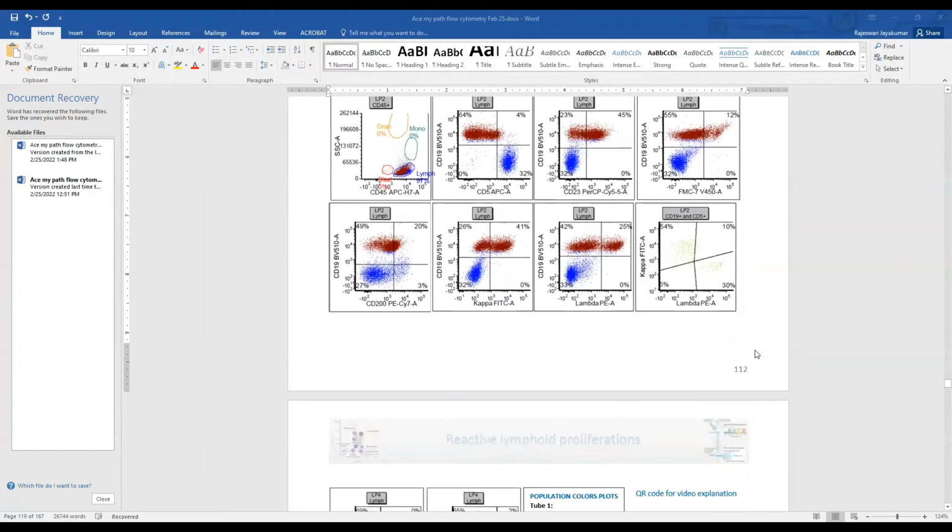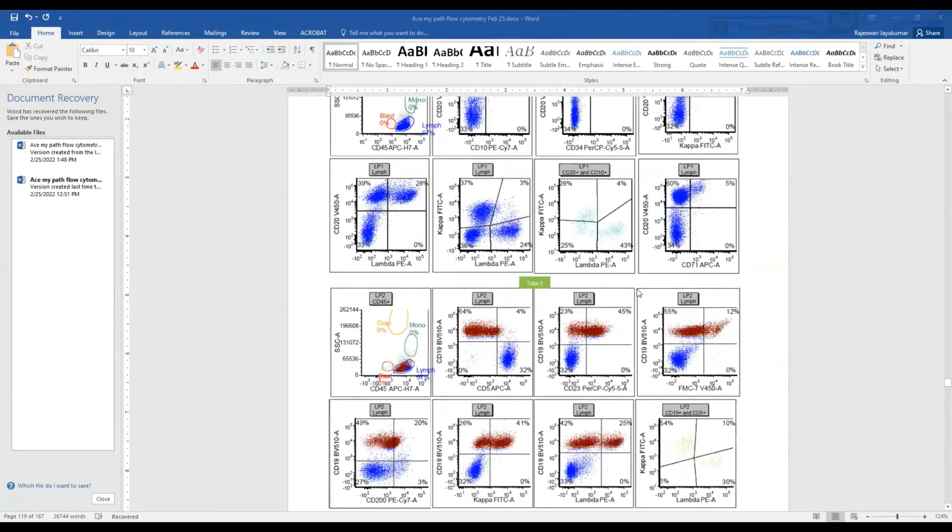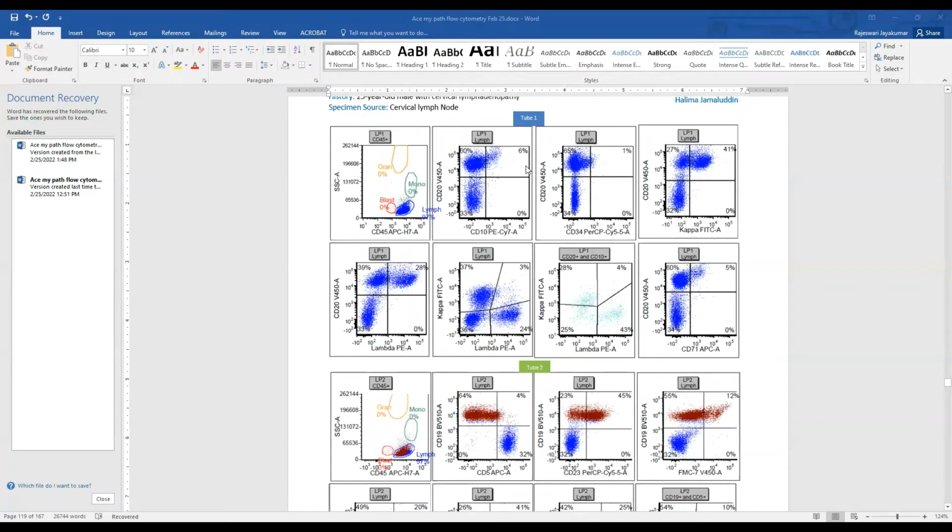The other finding is that the B cells are negative for CD103, and we have again a CD19 positive, CD38 positive population. Similar to what we saw in the CD10 and CD71 plots, we have a separate population. So basically we have a small subset of B cells, maybe 6%, that expresses brighter CD20 than the rest of the B cells, and these cells are positive for CD10, CD71, and CD38.